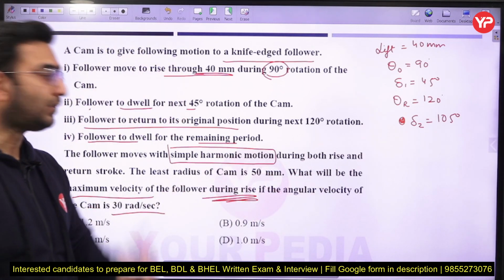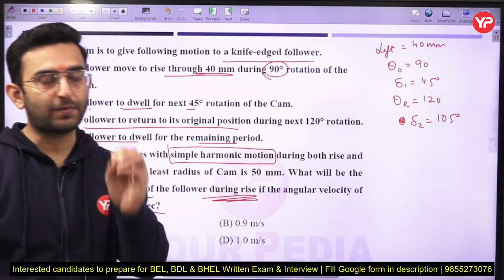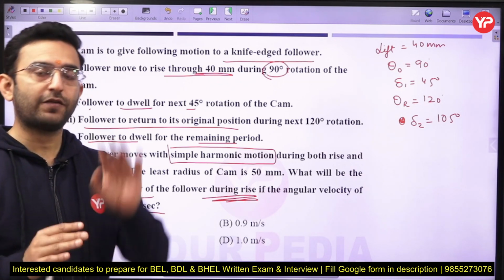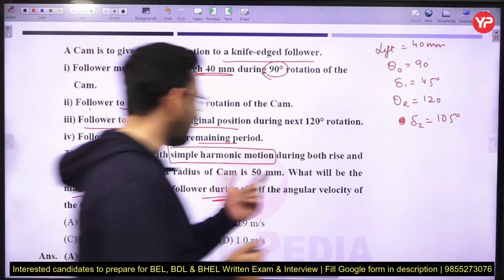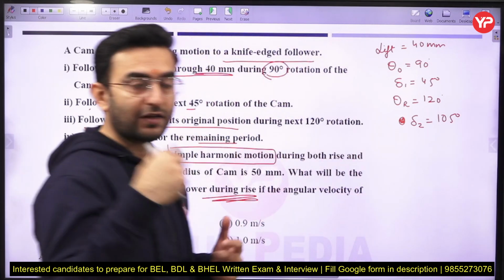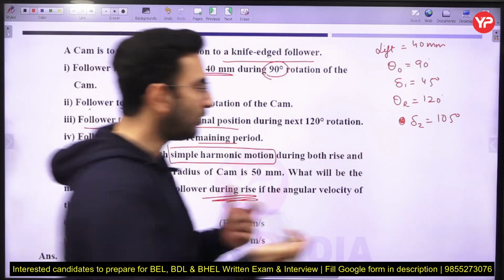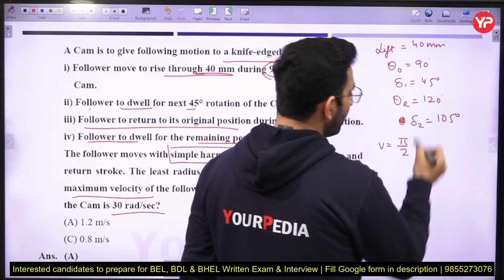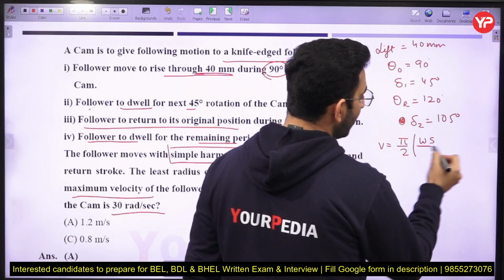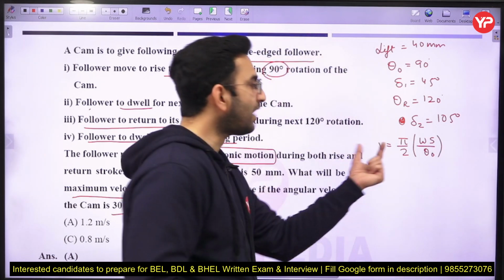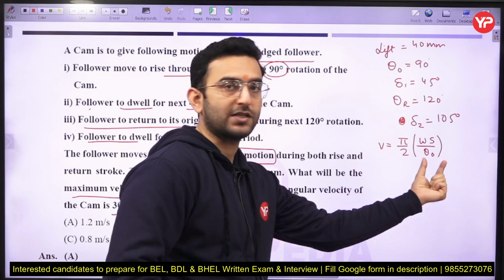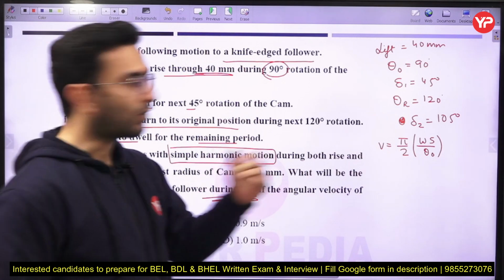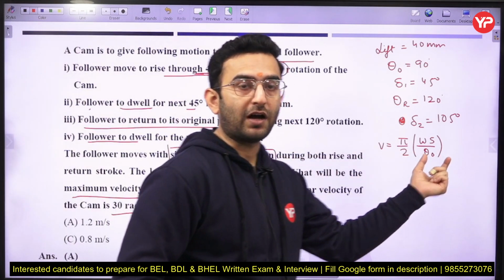So in this type of question, you just have to remember the basic formulas of the maximum velocity, maximum acceleration and displacement during the different types of motion. There we have 4 types of motion here. Okay, so whenever the follower is having a simple harmonic motion, we can say the maximum velocity is going to be pi by 2 omega S by theta naught here. Okay, because we are calculating the value of the maximum velocity during the rise here. So let us suppose if you want to find out the value of the maximum velocity during the return stroke, then here you will be having theta R.